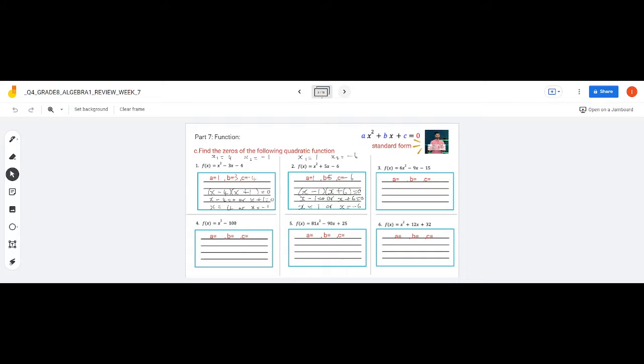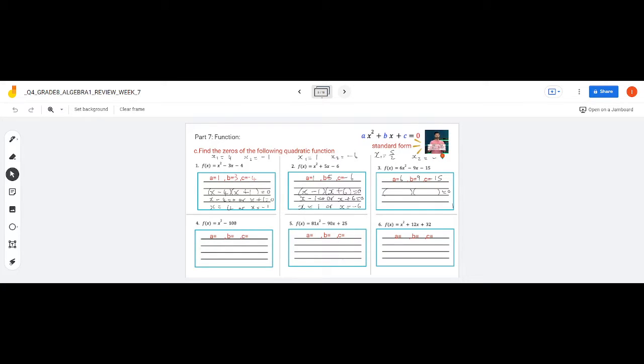Right, let's check again. Is it in standard form? Yes, it is in standard form. We identify our a, b's, and c's. So 6, -9, -15. So we have, open the bracket, equal to 0. So our a is 6, our b is -9, and our c is -15. And we see our first x value is 5/2, and our second x value is -1.